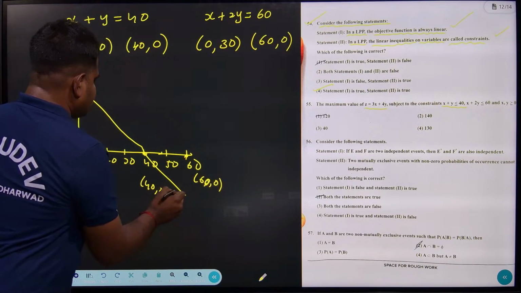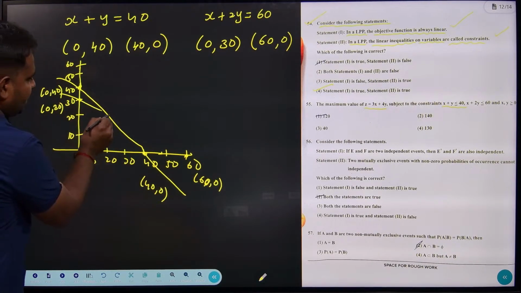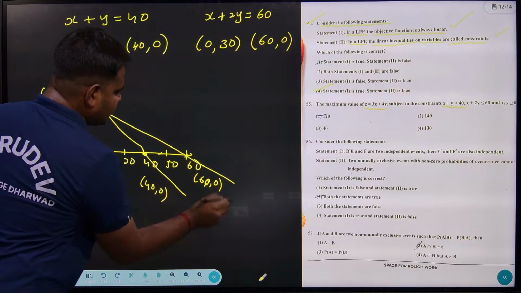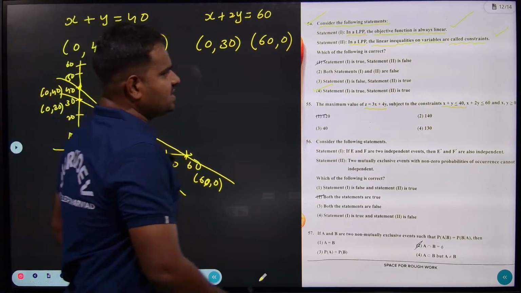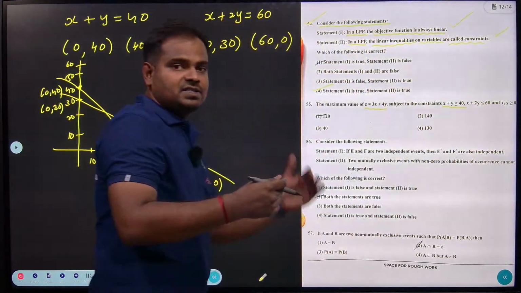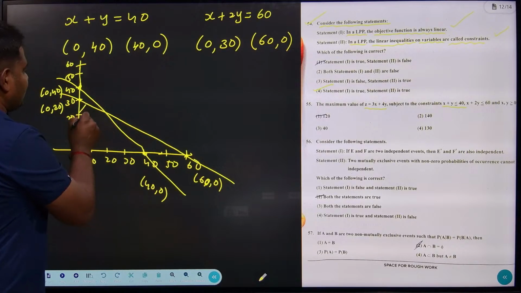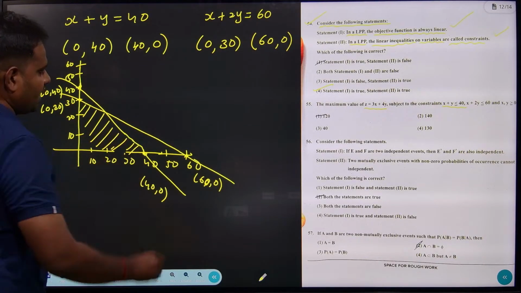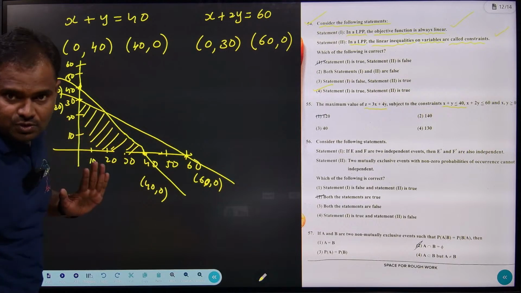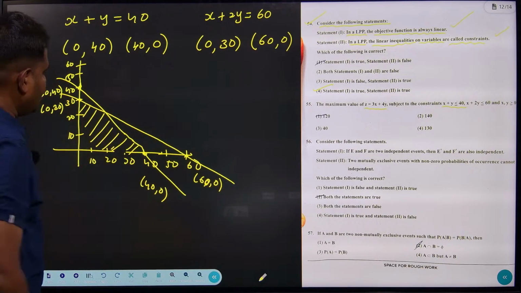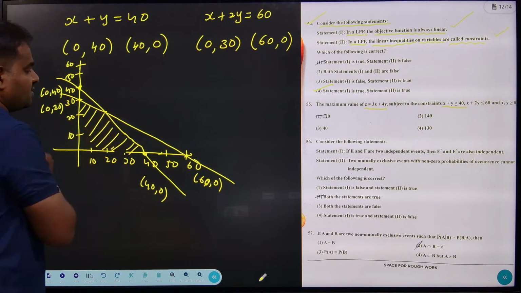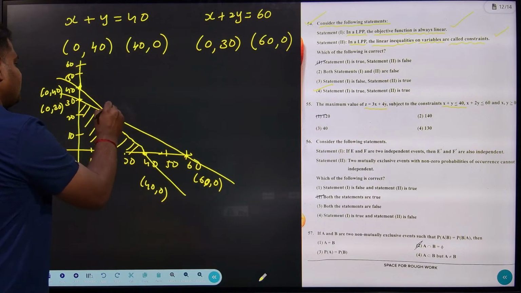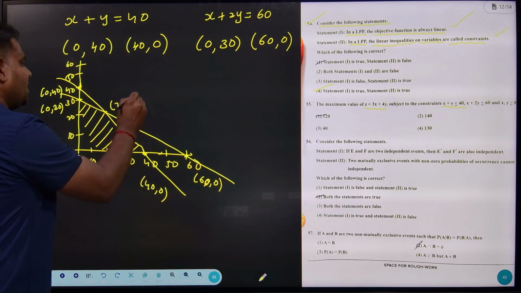Now observe, students. If I join this line like this, this is also less than or equal to, and this is also towards the origin. The common region is the feasible region, isn't it? Now this is the point of intersection of these two lines. What are the coordinates here? If you calculate, you'll get 20 comma 20, students.